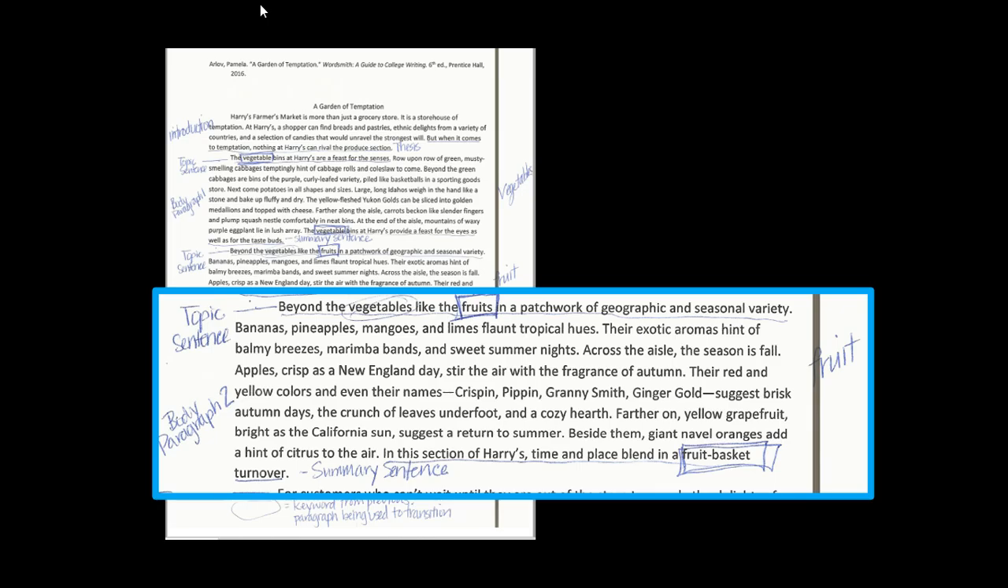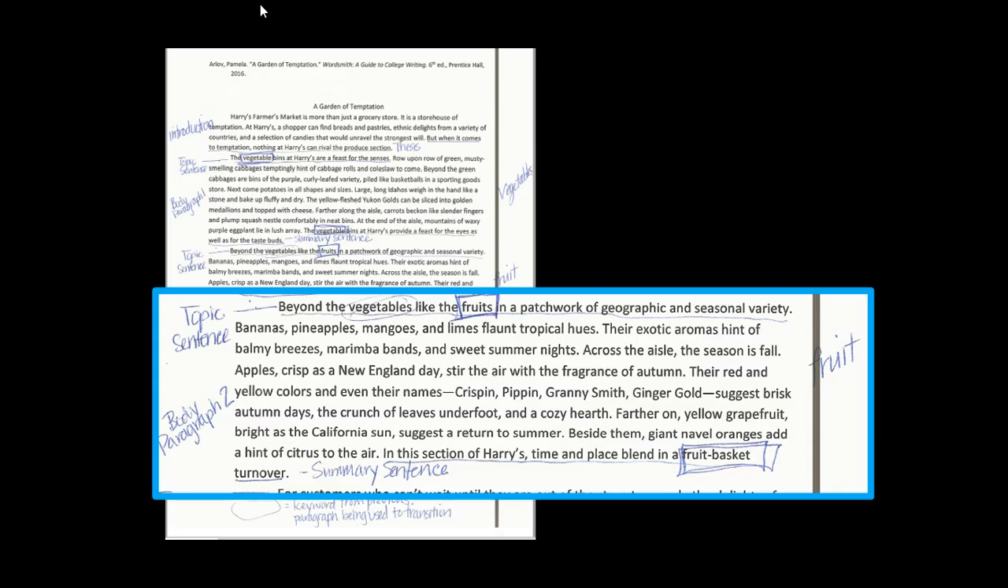So the next paragraph is about fruit. What we're doing is checking to see if that key word is mentioned or hinted at in the topic and summary sentence. So our topic sentence, the first one, is: "Beyond the vegetables lie the fruits and a patchwork of geographic and seasonal variety." So it mentions the key word fruit, and it predicts that this paragraph is going to be about how the fruits represent a geographic and seasonal variety, which it does in the whole body paragraph.